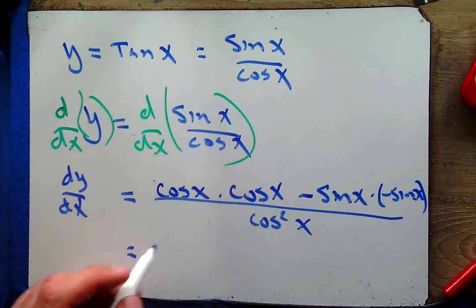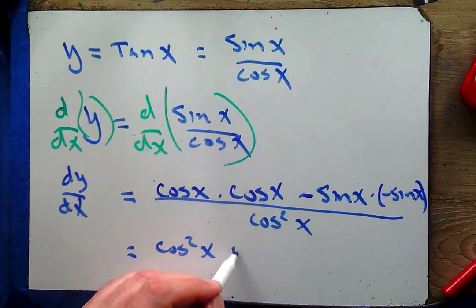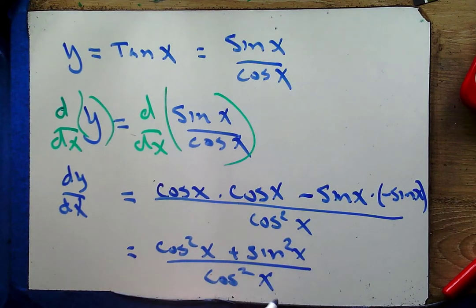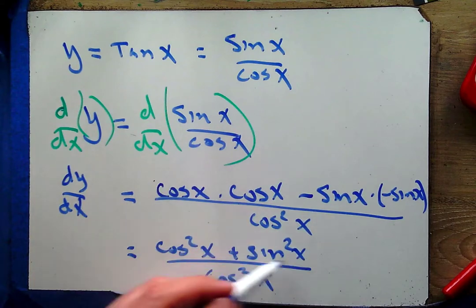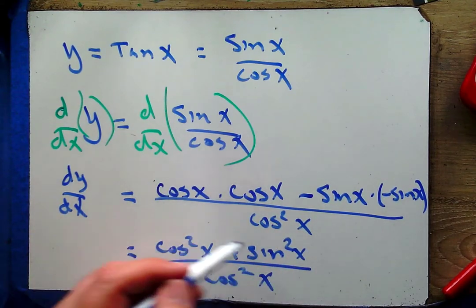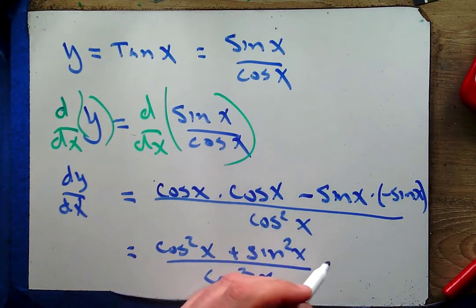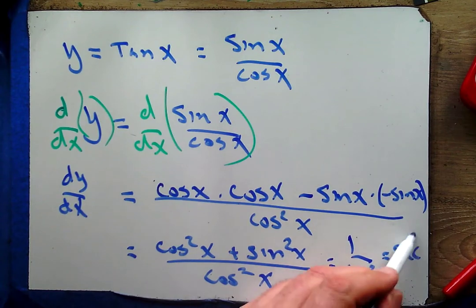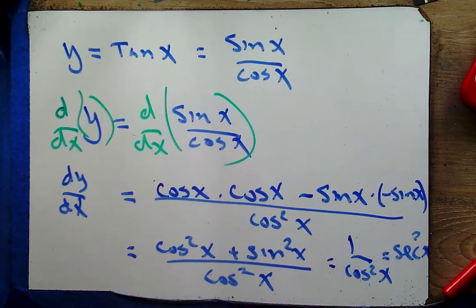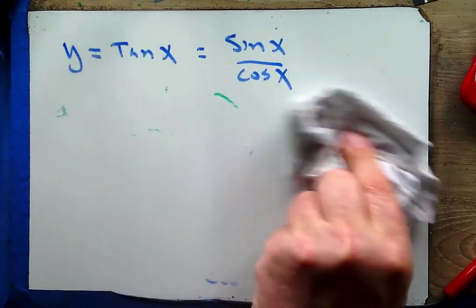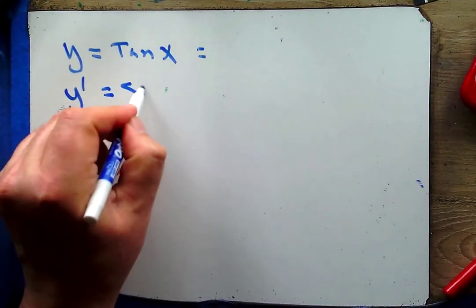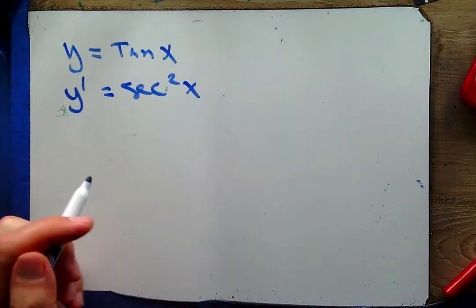Well, look what we've got on top now. We've got cosine squared x plus sine squared x over cosine squared x. Don't cancel those out. What is cosine squared plus sine squared? Surely you remember your Pythagorean identities, and that's equal to 1. And 1 over cosine squared is secant squared. So, if y equals tangent x, y prime is secant squared x.